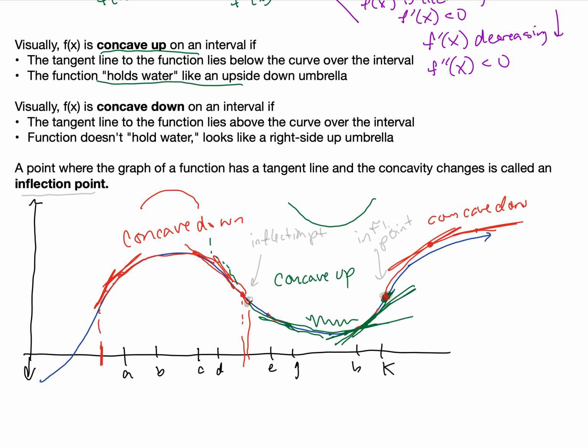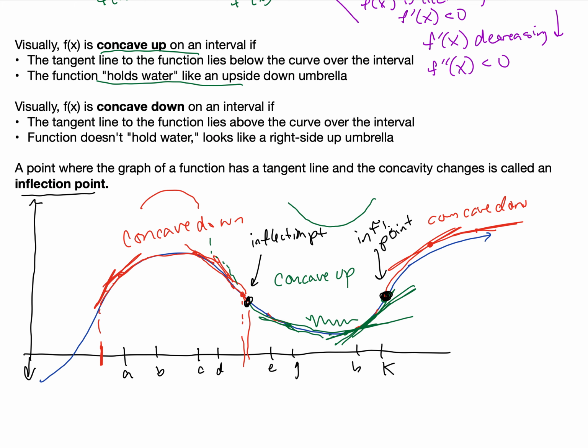And any place where the function changes concavity and has a tangent line, in other words, when the first derivative exists and the concavity changes, that's an inflection point. So somewhere in here, maybe there, the function changes from being concave down to concave up, and so this point right here is an inflection point. And somewhere around here, maybe there, again, the graph changes from being concave up to concave down, and so that's also an inflection point. So anytime that the first derivative exists and the function changes from being concave down to concave up or vice versa, that is an inflection point.